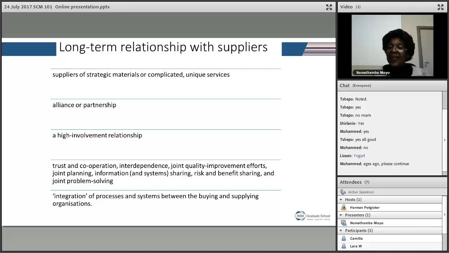You work together and talk about what quality you want. You plan together. Information flowing up, you share information. Risk and benefit sharing. The risk is not only for an individual organization, it's for everybody. And joint problem solving.